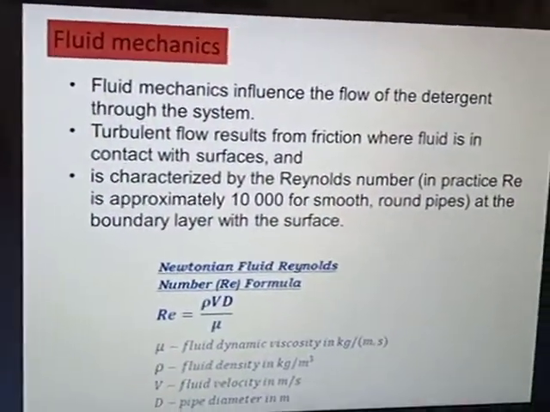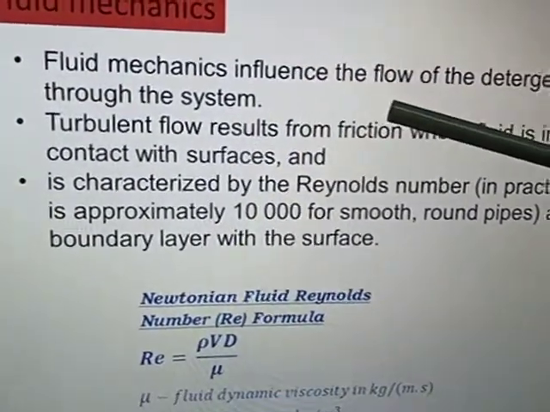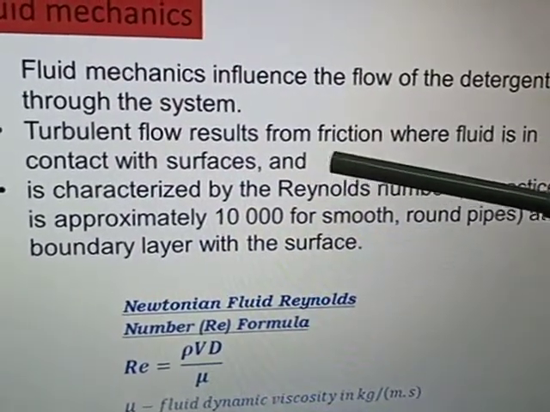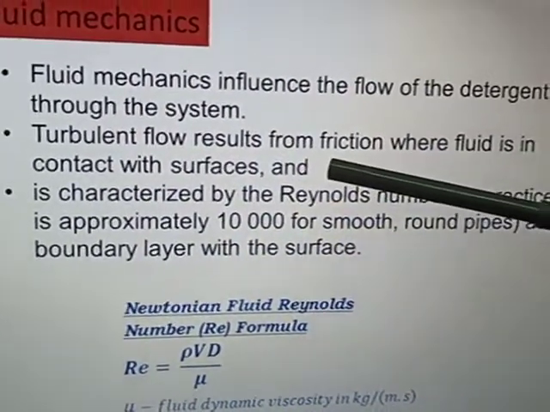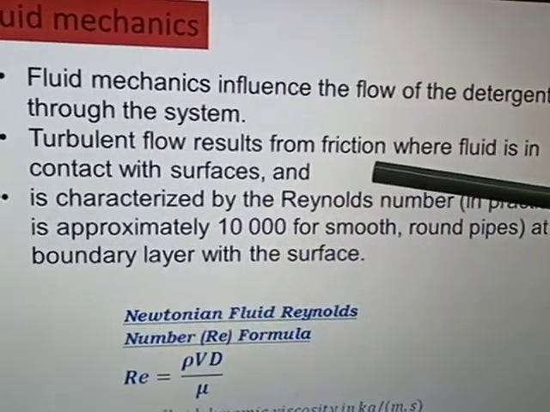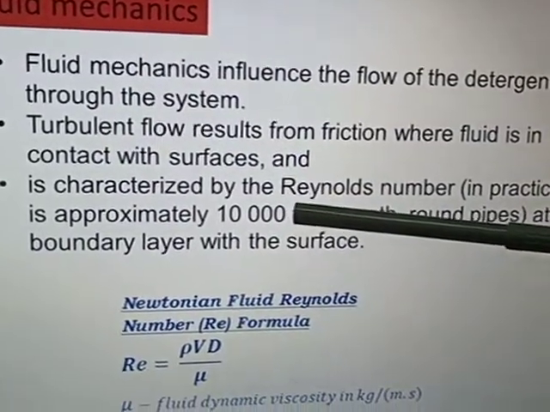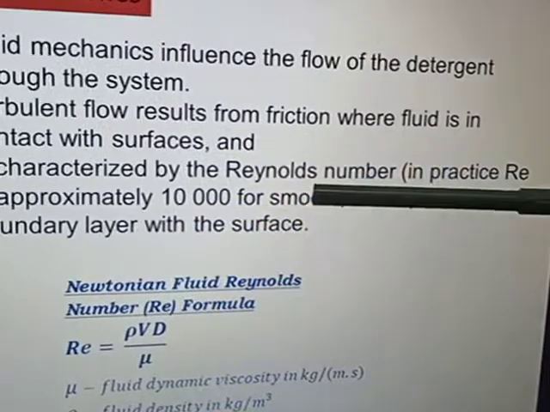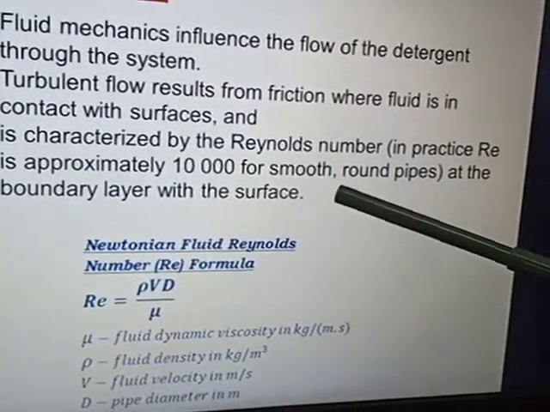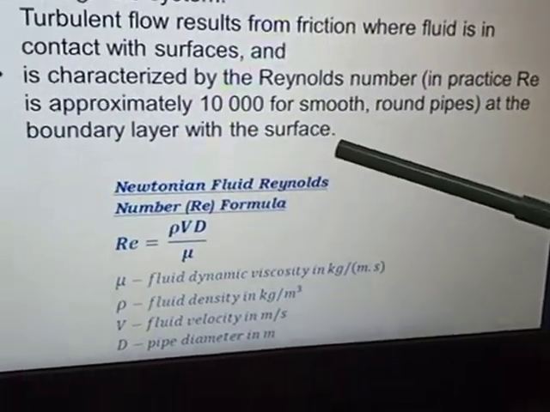What does fluid mechanics mean? Fluid mechanics influences the flow of the detergent through the system. We require turbulent flow resulting from friction where fluid is in contact with a surface, and it is characterized by a number called the Reynolds number, Re. The Reynolds number is 10,000 for a smooth round pipe at the boundary layer with the surface.